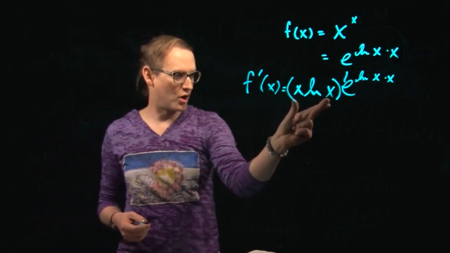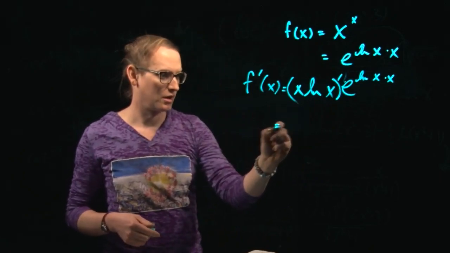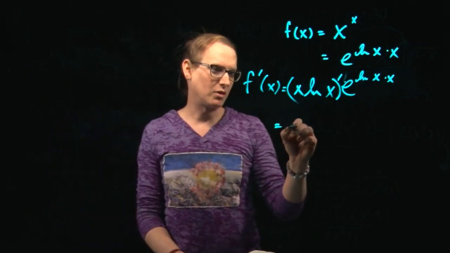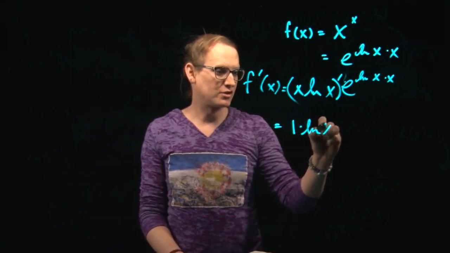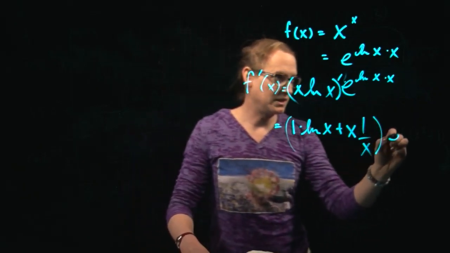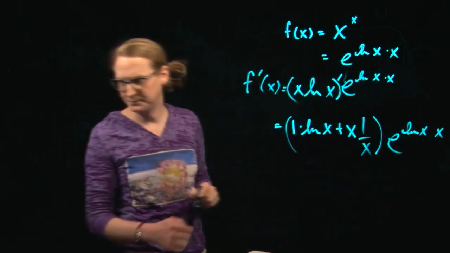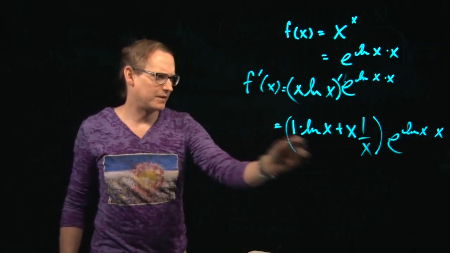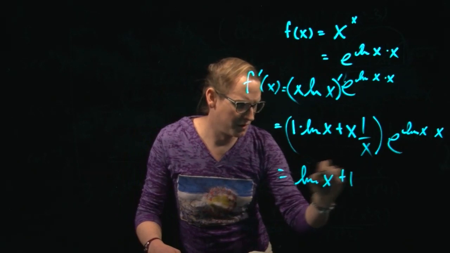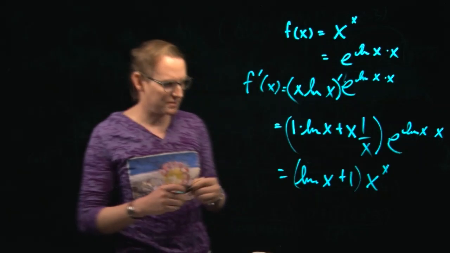So now we need to apply this prime to this expression right here. That's a product rule, because it's a times. So let's do 1 times natural log of x plus x times 1 over x, times e to the natural log of x times x. And then let's simplify and let this be natural log of x plus 1, times x to the x.